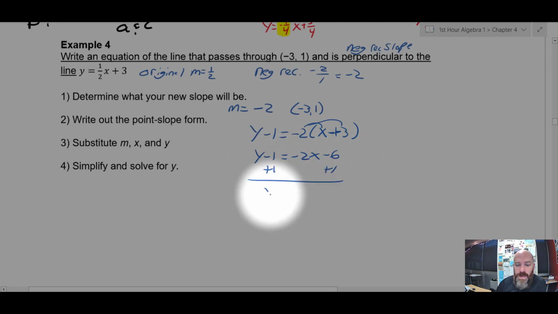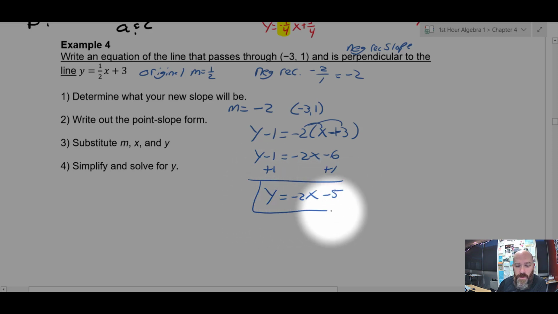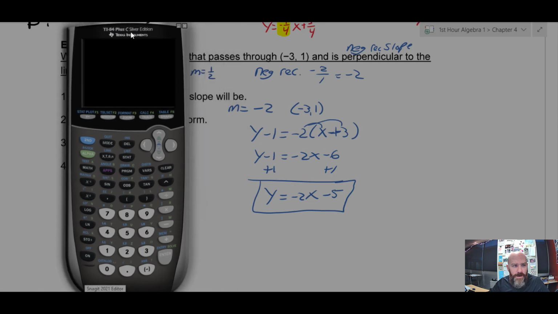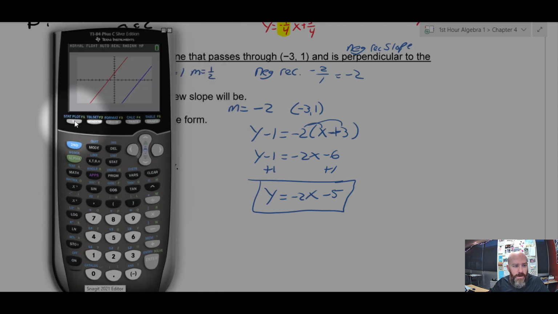I'm going to add 1 to both sides, and I get y equals negative 2x minus 5. There we go. That is my equation. I'm going to double check what this will look like using my graphing calculator. So I'm going to go over here, go to my y equals, and clear these out. I'm going to type in my original equations.